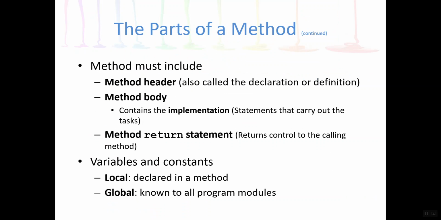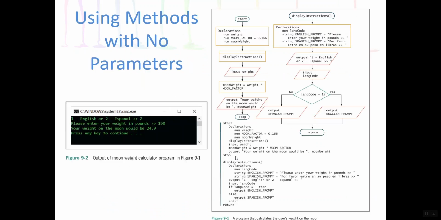So in our conversation, we're going to revisit the concept of variables and constants. And if variables or constants are declared inside of a method, we say that they're local to that method. And if they are global, that means instead of just being available to one method, they're available to all of them. So let's take a look at a simple example.